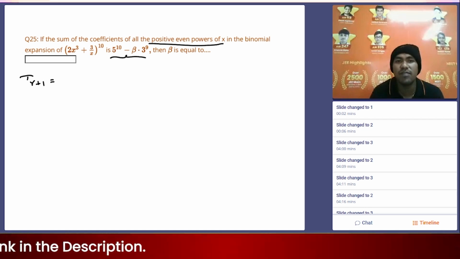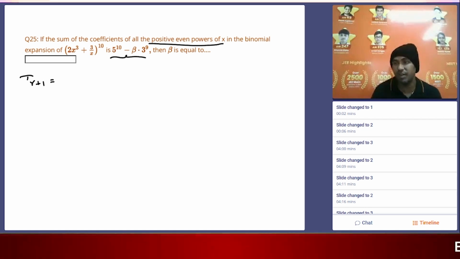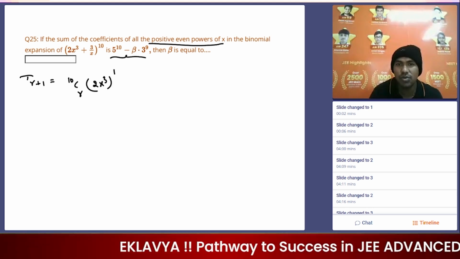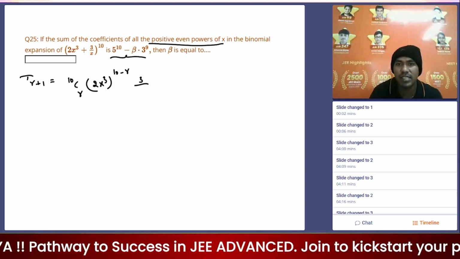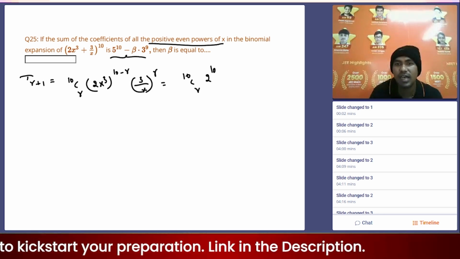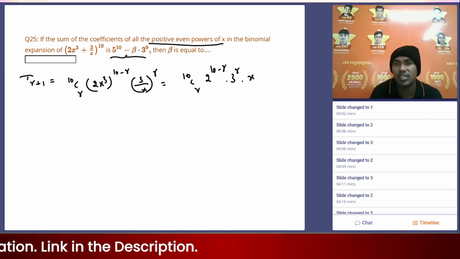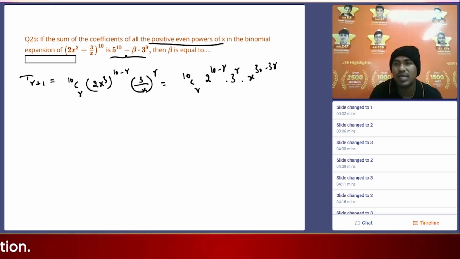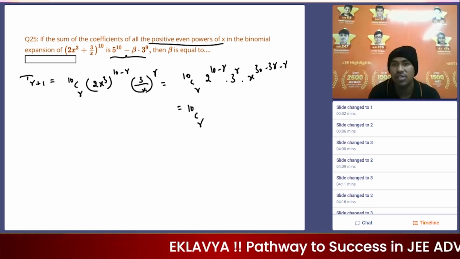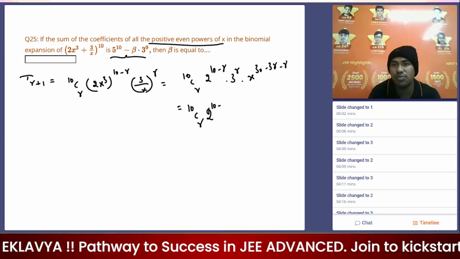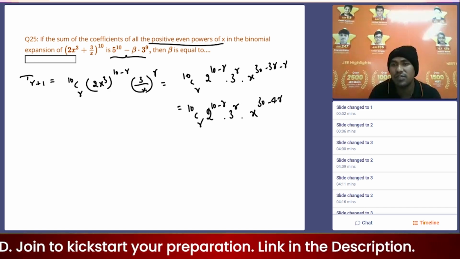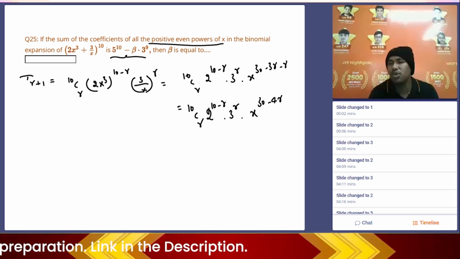First, for what values of R you are going to get the positive even powers, that we need to identify. The general term will be 10CR (2x³)^(10−R) (3/x)^R. That will be 10CR 2^(10−R) 3^R x^(30−3R) x^(−R). That will become here minus R. So that is going to be 10CR 2^(10−R) 3^R x^(30−4R). Now where will you get the positive even powers?